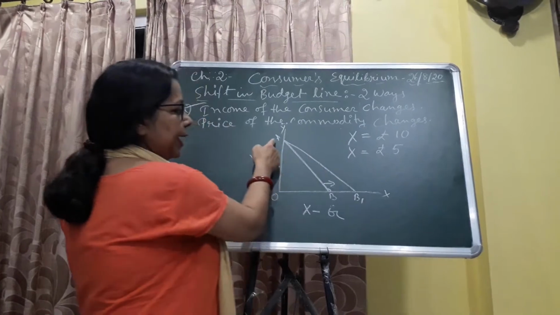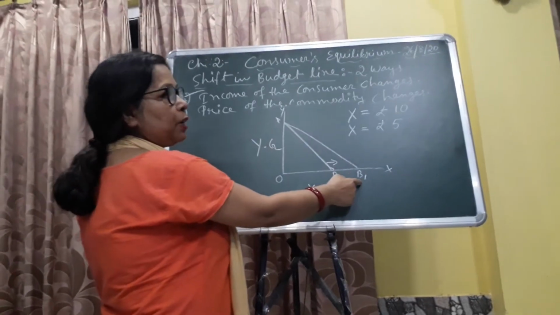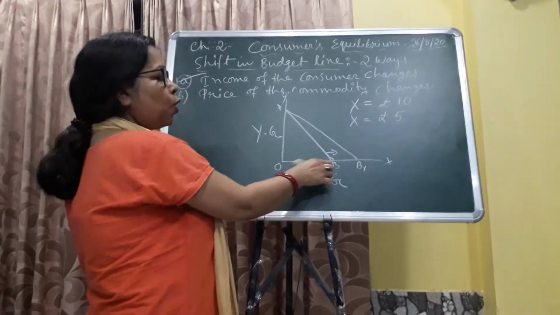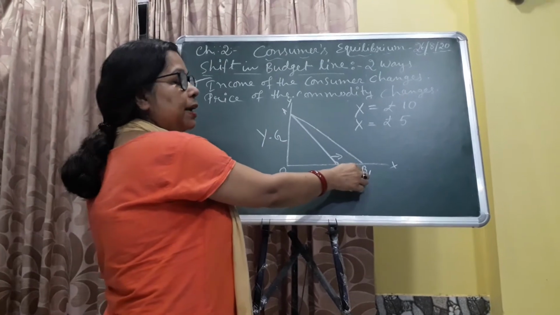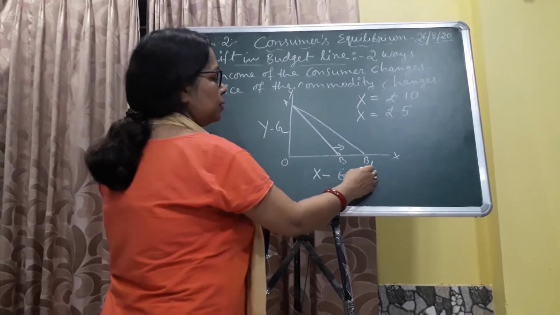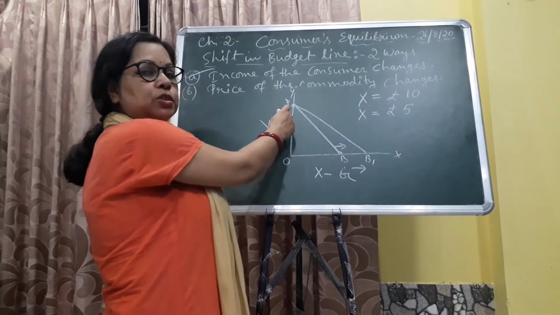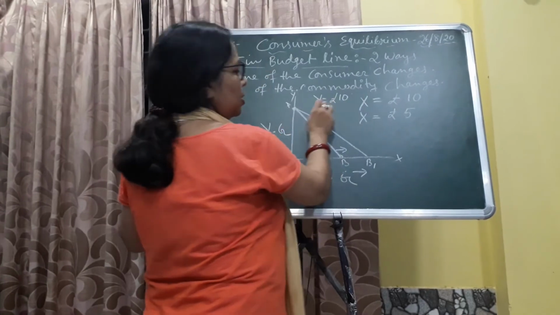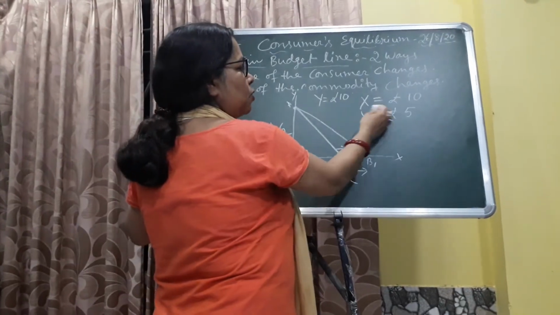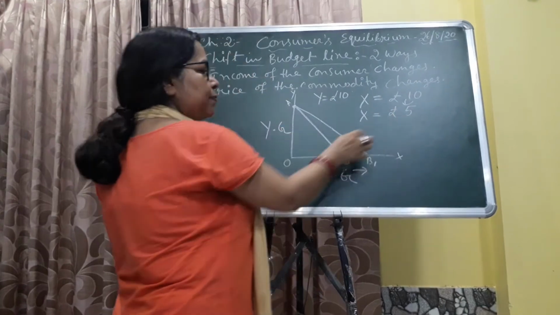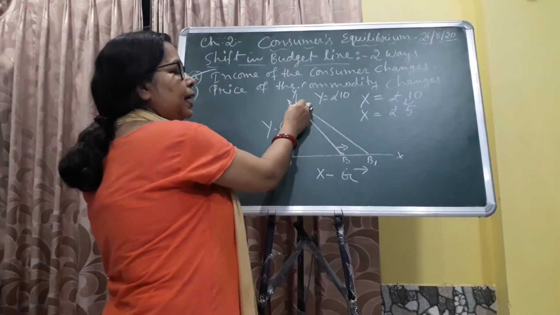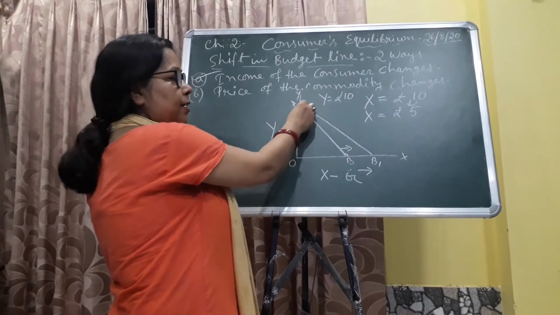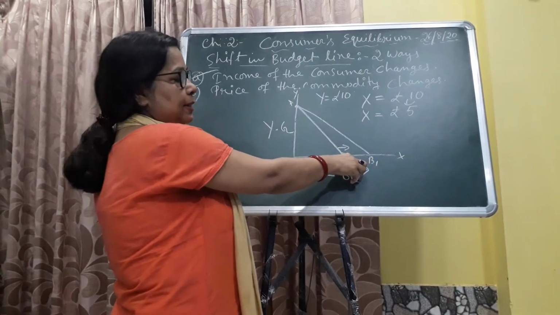From B to B1. AB is the original and now AB1, meaning the demand for X increases, OB to OB1. But the price of Y is constant. We assume here the price of Y is also 10 rupees, Y 10 rupees, X 10 rupees. Now the price of X decreases to 5 rupees. So the demand for X increases, but the demand for commodity Y does not change. So it is constant. So AB1 is the new budget line.